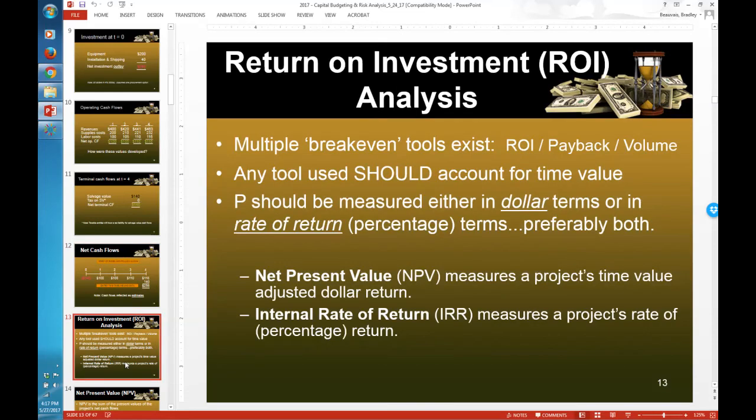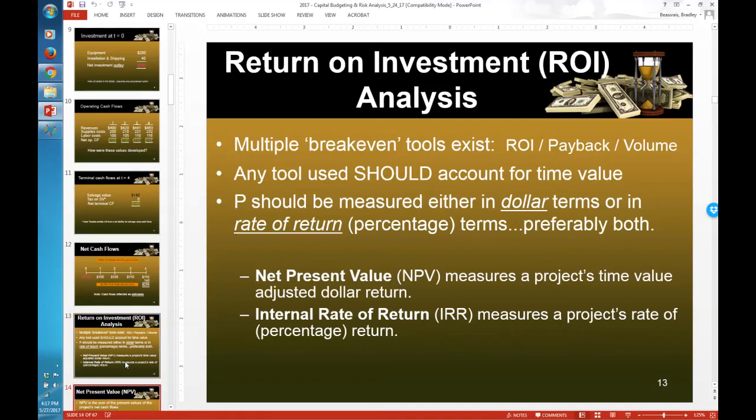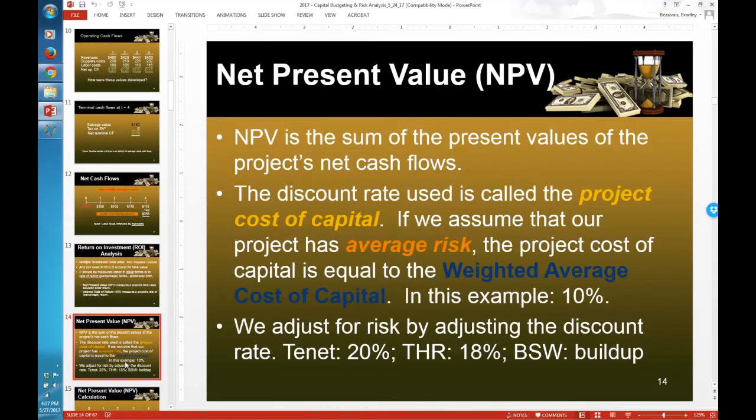So we have to be careful about any sort of non-time value of money valuation techniques, but we should be able to also determine an adjusted dollar return as well as a percentage return on this project. Okay, so in this case, we're going to apply our weighted average cost of capital that we learned about in the last section of 10%, and we adjust for risk by adjusting that discount rate.